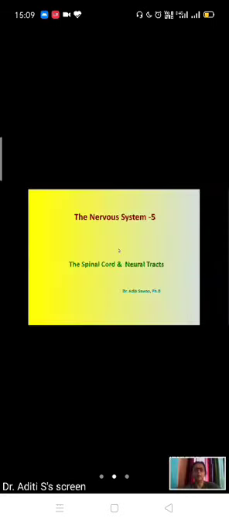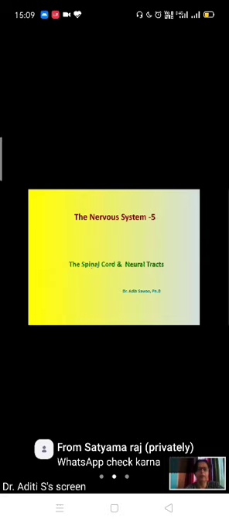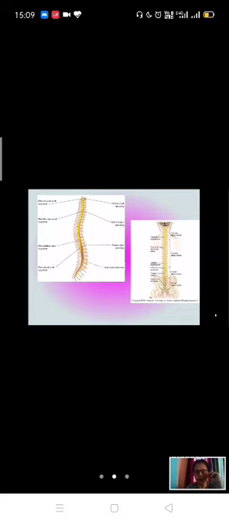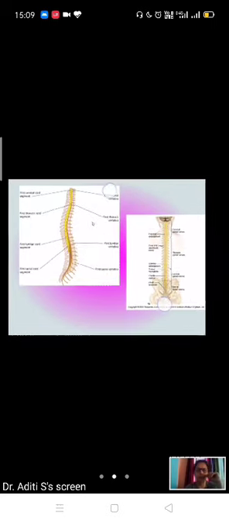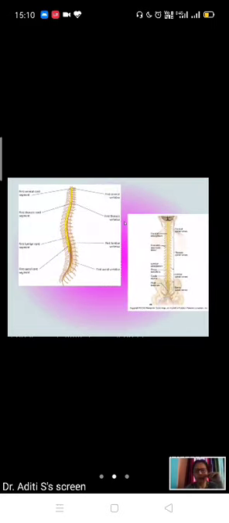See, so nervous system, the spinal cord and the neural tracts. And today we will discuss about spinal cord. The spinal cord, you know that it is the part of central nervous system. It's situated inside the vertebral column. It's somewhat a cylindrical structure.